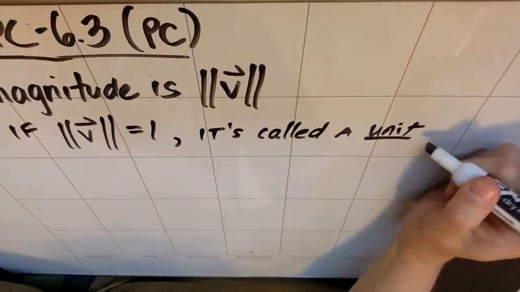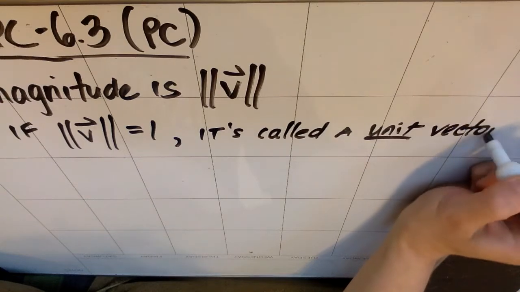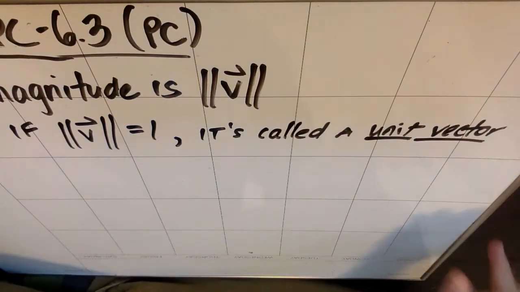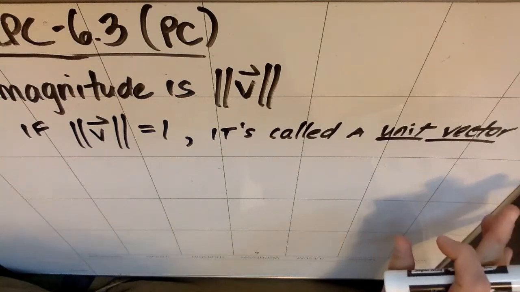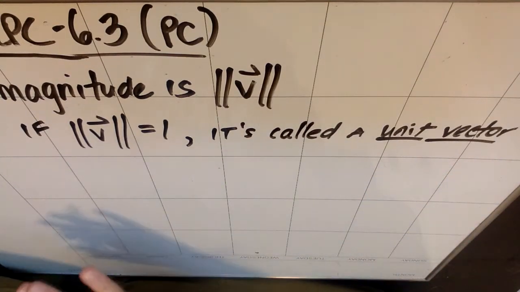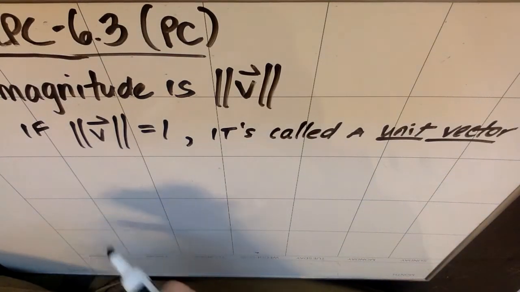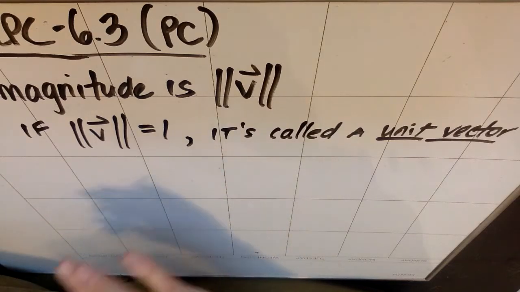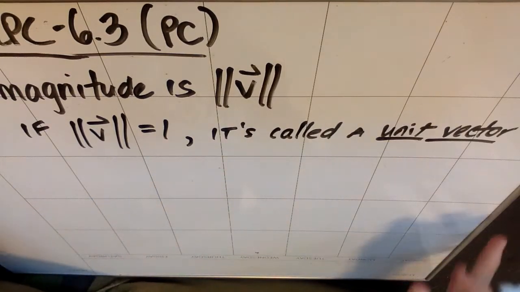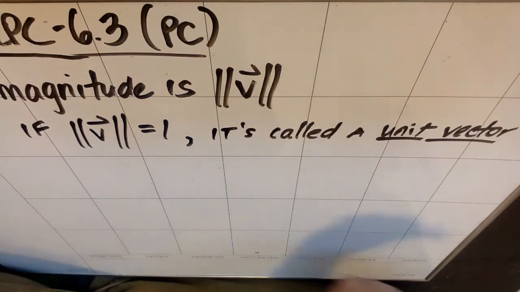Sorry, limitations of my whiteboard calendar acting as my whiteboard. So any vector that has a magnitude of 1 can be called a unit vector. So you could have a bunch of different unit vectors, right? So there could be a unit vector that is 1 unit in the horizontal positive direction, right?